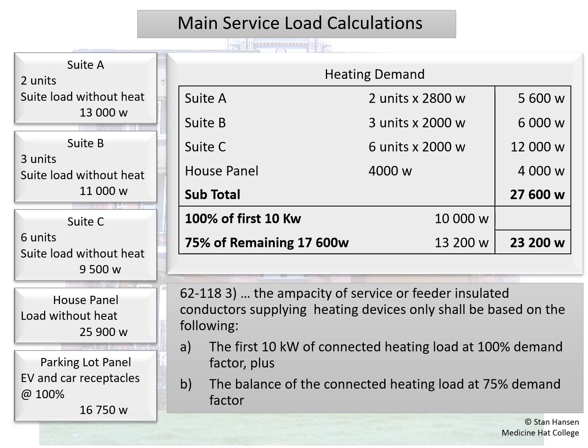75% of the remaining load is 13,200 watts. I'm going to add that to my initial 10,000 watts to get a total heating demand load of 23,200 watts going toward my main service calculation.